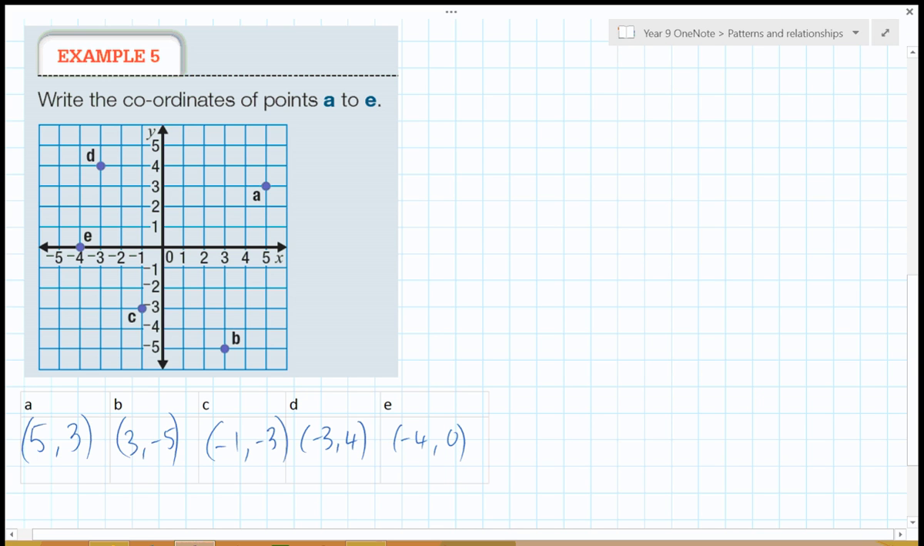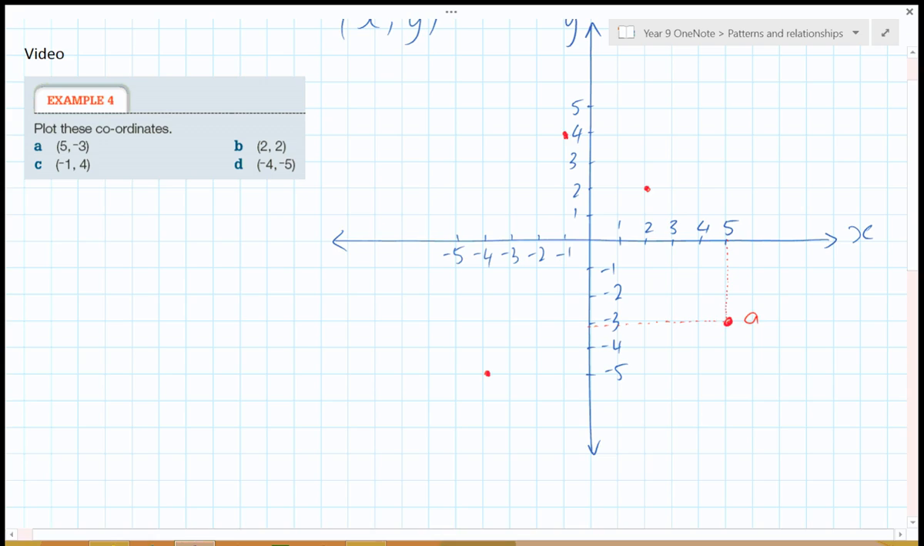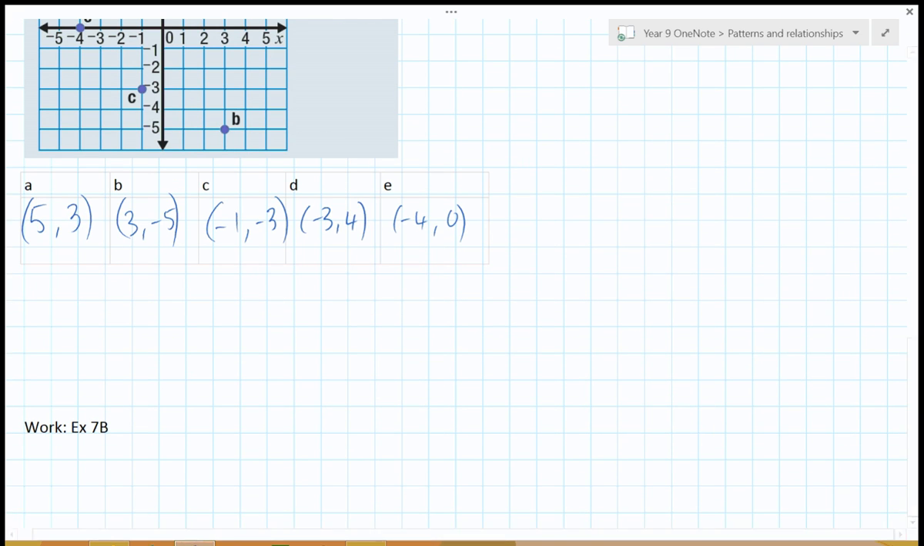Okay? So those two examples, guys, are on OneNote for you, so you can look those up and get your own copy of notes. The work that we're doing today is exercise 7B, and you can get started on that once you've got those notes in your book. Thank you.